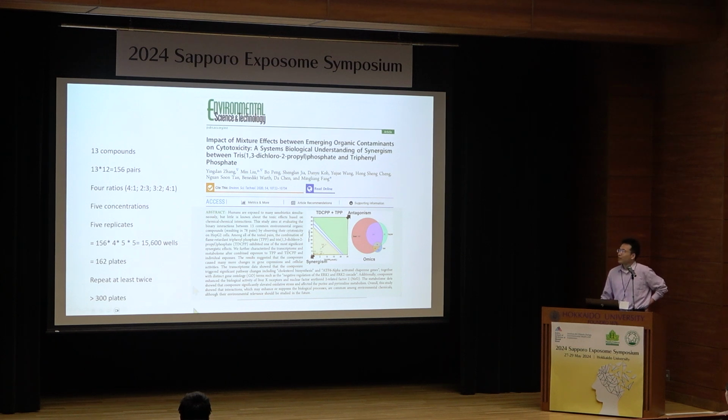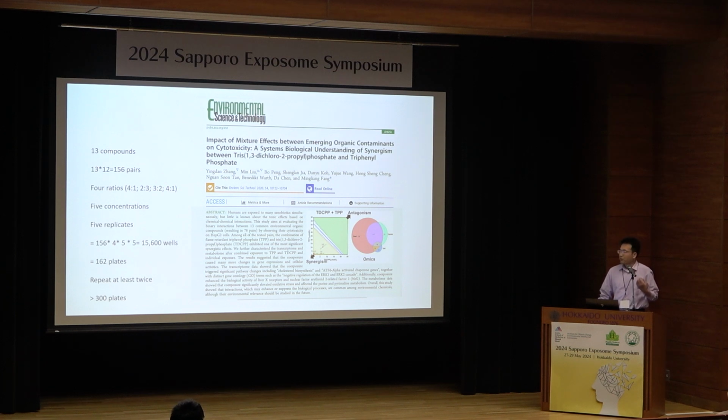The reason they give me is, here you ask me to do 13 compounds. So you are going to have 13 times 12, which is about 156 pairs. For each of them you ask me to do 4 different types of ratios, and for them 5 different concentrations and 5 replicates. So you're going to have like 162 wells. And you ask me to repeat the experiment twice. Okay? So this means about 300 plates, plus, for just such a mixture effect.